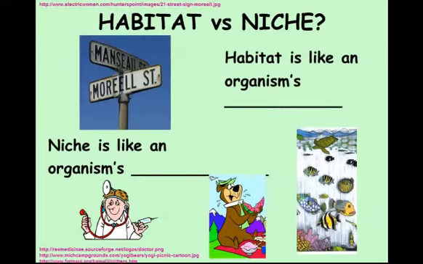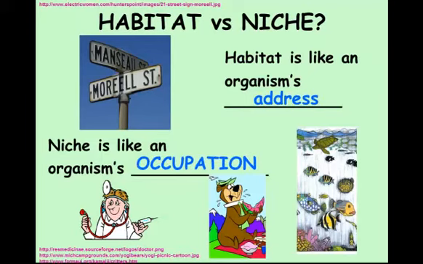So if you think about those two words and how they're different, habitat is more like your address. Where do you live? But niche is not only where you live, but it's what you're doing there. Kind of like your occupation. Who are you interacting with? What are you doing in your habitat?